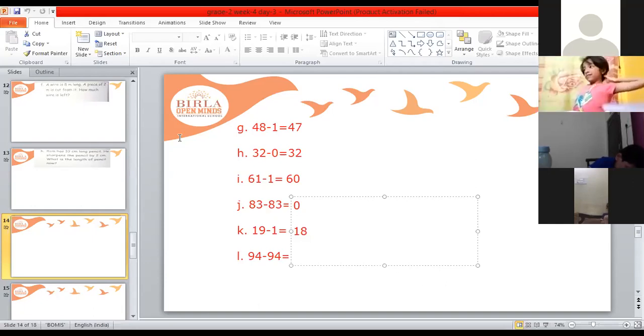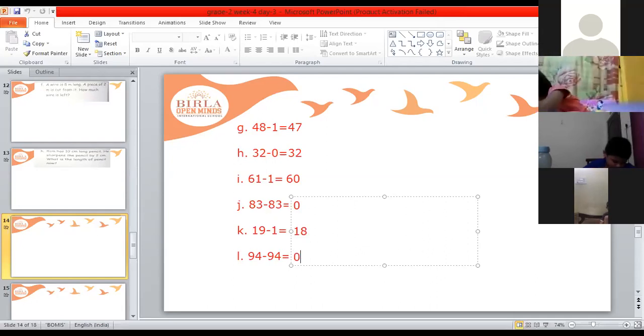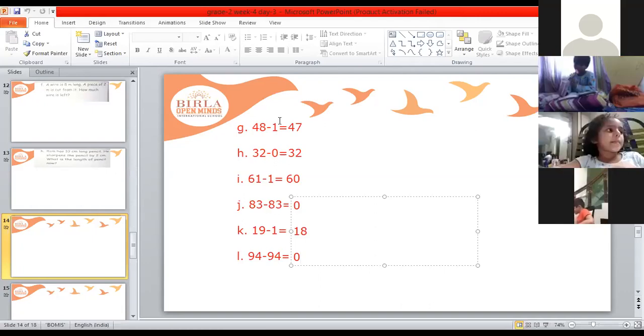Sai Joshit, ma'am. 94 minus 94 is equal to how much? 0. Very good. Here we are subtracting same numbers, so we'll get 0. That's the correct answer. Yes, children, write down the answers fast. And even if you have completed, please check your answers.